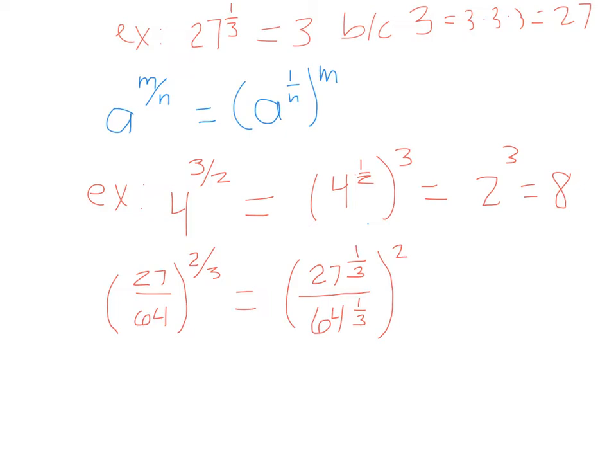Focusing on what's inside the parentheses, the cube root of 27 is 3, because 3 cubed is 27, and the cube root of 64 is 4, because 4 cubed is 64. So we've simplified the inside of the parentheses. Now we want to square that. Squaring 3/4, we get 9 over 16.